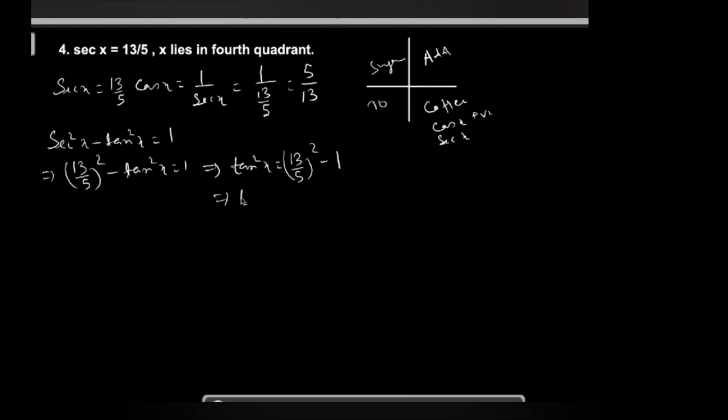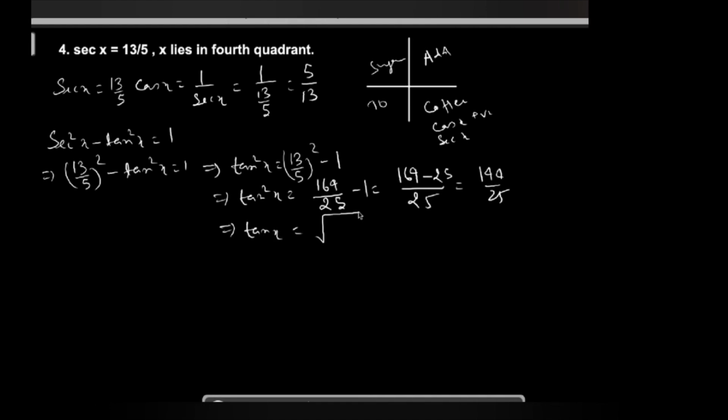This implies tan square x is equal to 13 square, which is 169 divided by 25 minus 1. This will be 25 as LCM. It will be 169 minus 25, which will be 144 upon 25. This will give me tan x equals the square root of 144 upon 25. So this will give me 12 upon 5 in plus and minus.